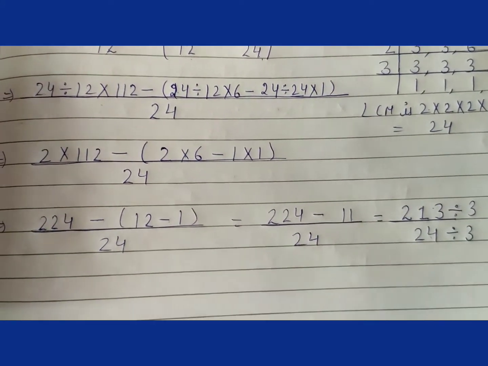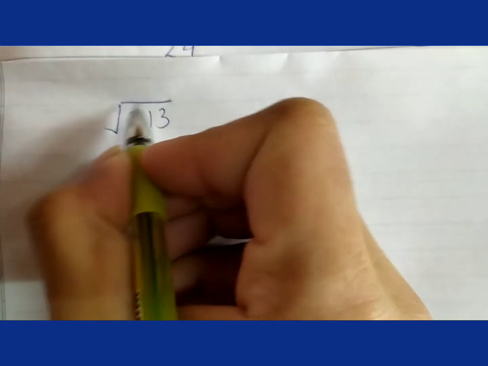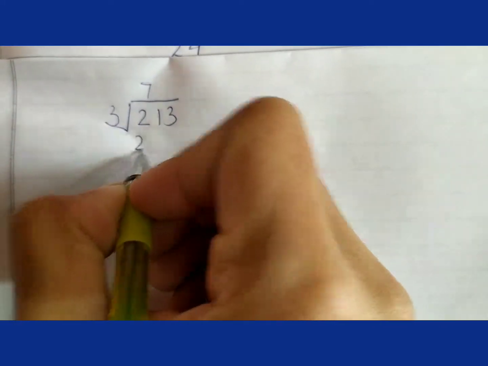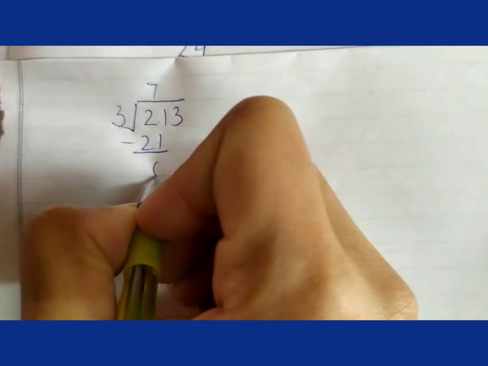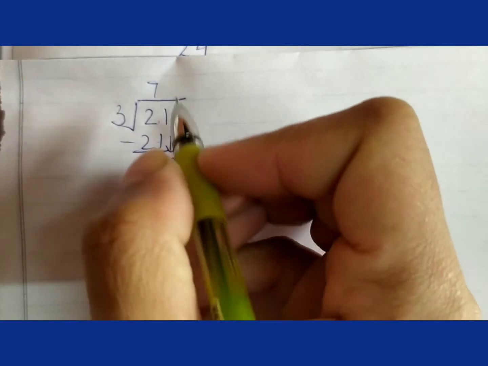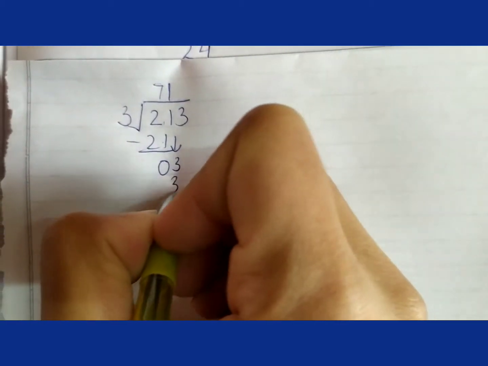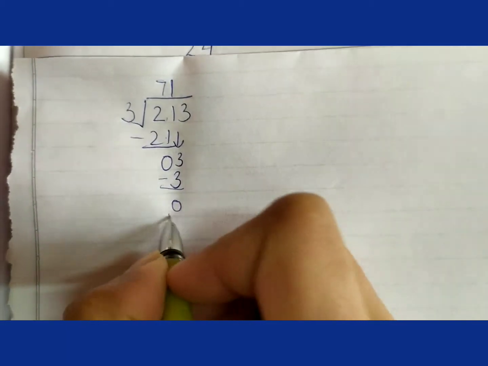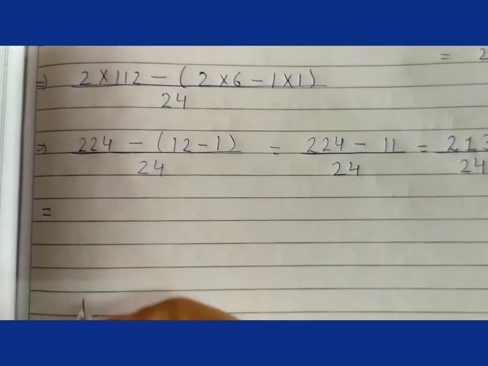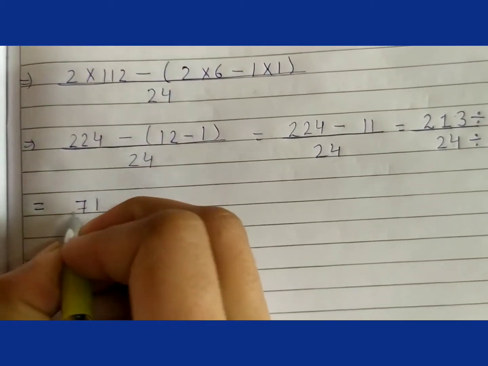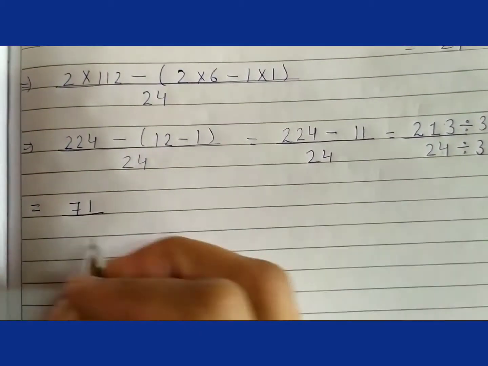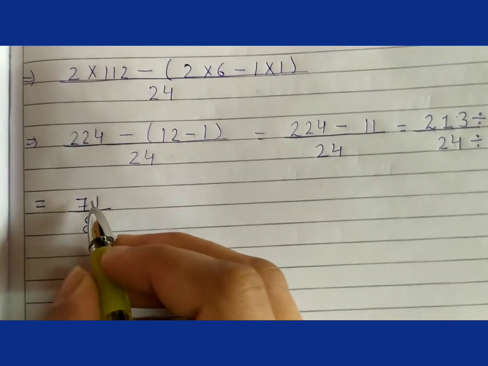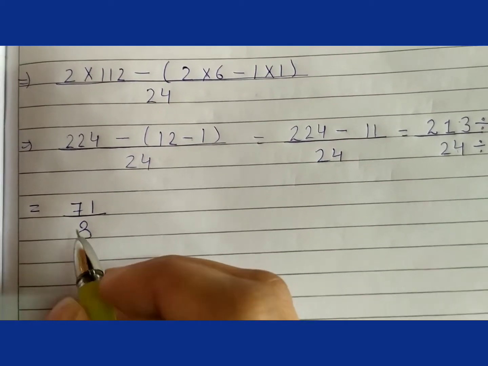Divided by 3. 213 divided by 3. 3 7s are 21. 21 minus 21 equal to 0. Write down 3. 3 1s are 3. 3 minus 3 equal to 0. Answer is 71. Write 71 upon 24 divided by 3, 8. 71 upon 8. Change into mixed number.